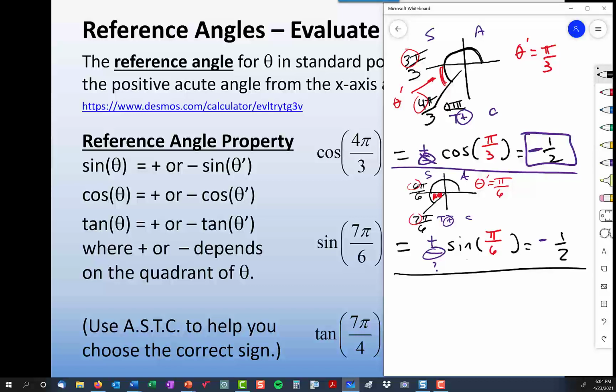Let's try another one of these. 7 pi fourths. Tangent of 7 pi fourths, I do not know what that is. I haven't memorized that. How are we going to figure it out? Well, we're going to convert it into its easier form, the reference angle. But we need to find the reference angle.